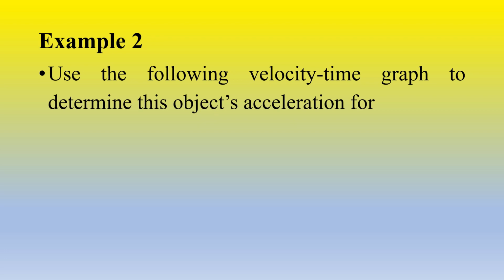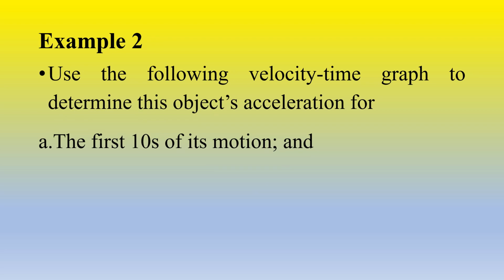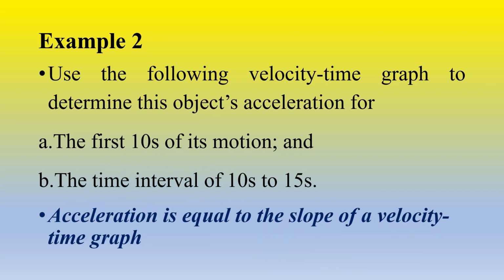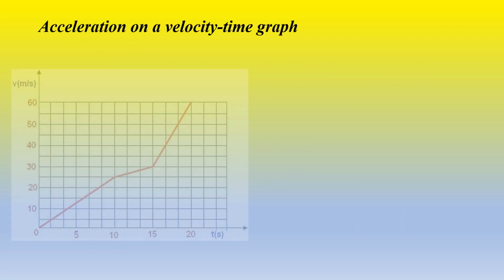Example 2. Use the following velocity time graph to determine this object's acceleration for the first 10 seconds of its motion, and for the time interval of 10 seconds to 15 seconds. Acceleration is equal to the slope of a velocity time graph.